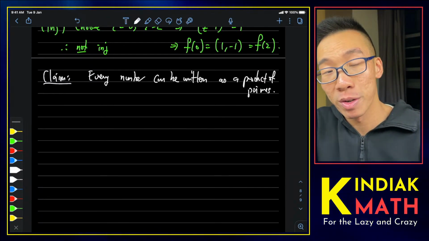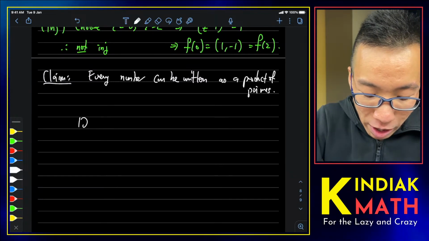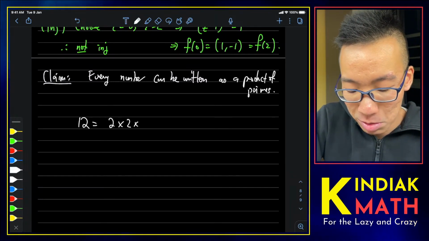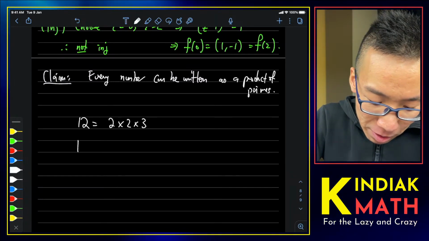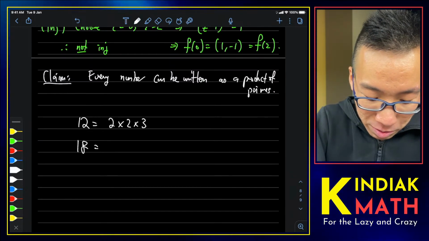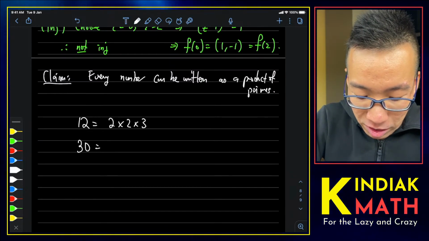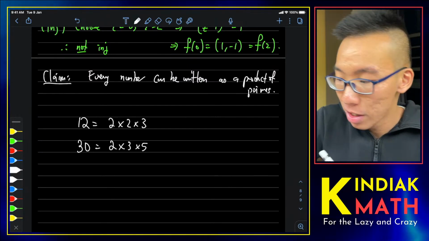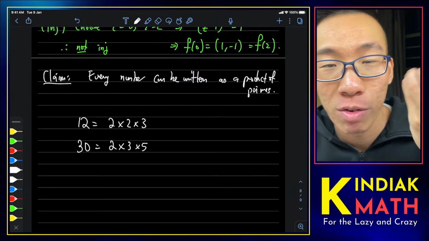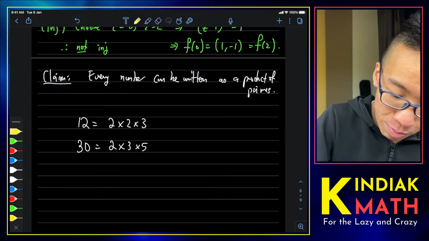So maybe I'll give a few examples. The number 12 can be written as 2 times 2 times 3. The number 18 can be written as, well, let's just use a different number. 30 can be written as 2 times 3 times 5. Can you prove that every number can be written as a product of primes? We're going to prove this by induction.